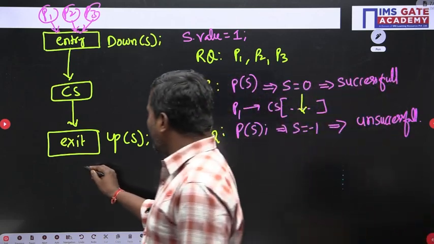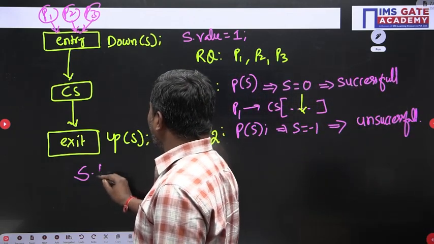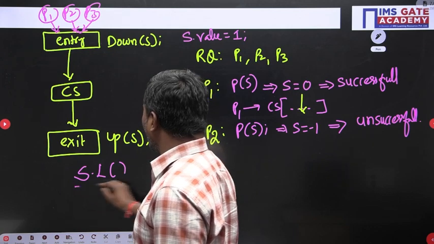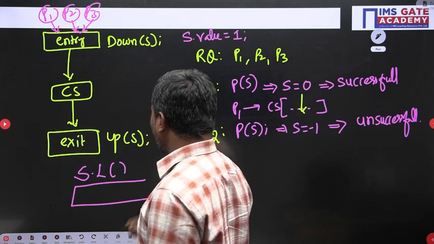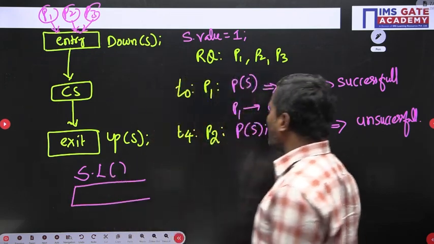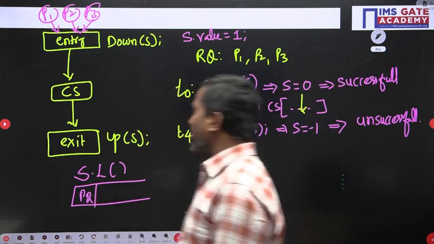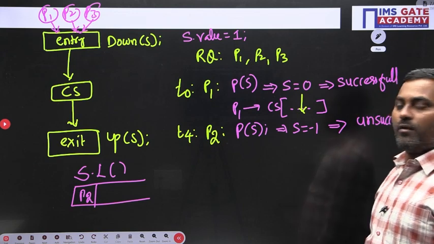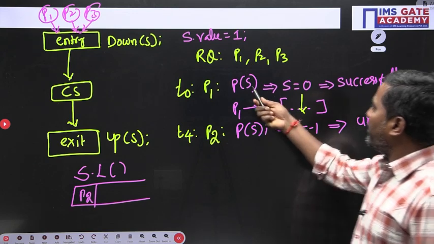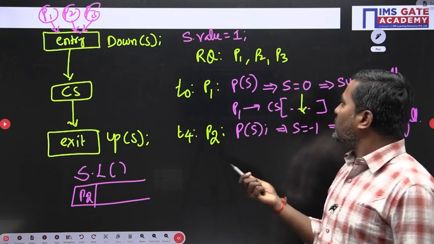I'll be showing S dot L. L is a queue, and it is part of the structure. So now I'm accessing S dot L, and process P2's ID is blocked there. Process P2 is blocked now.